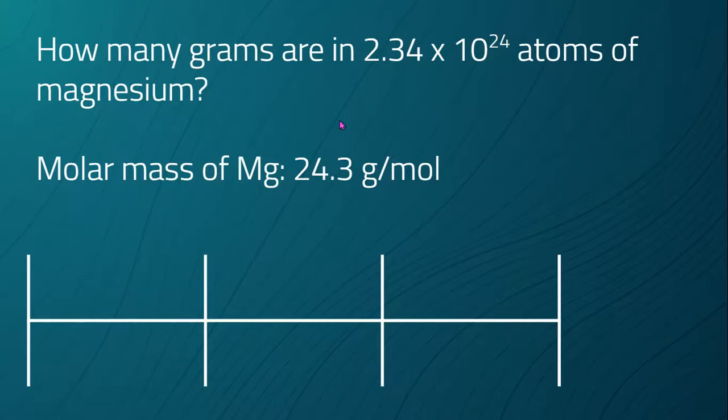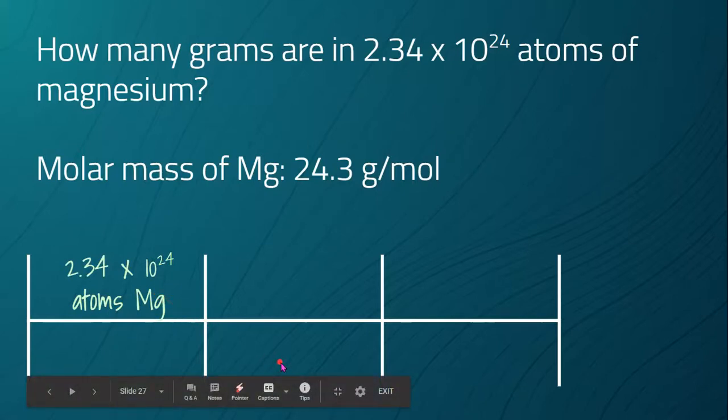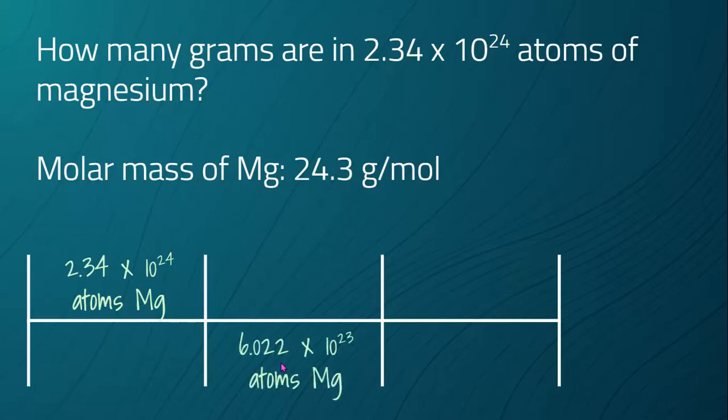So I'm going to start the problem by plugging the number given to me in the question itself into the upper left-hand box. So 2.34 times 10 to the 24th atoms of magnesium will go in the first box. Now, since I have atoms of magnesium up, I need to do atoms of magnesium diagonal down. What conversion factor consists of atoms of a substance? That's Avogadro's number. So I'm going to put the 6.022 times 10 to the 23rd atoms down so that the atoms cancel out, and I know that is equal to 1 mole of magnesium.